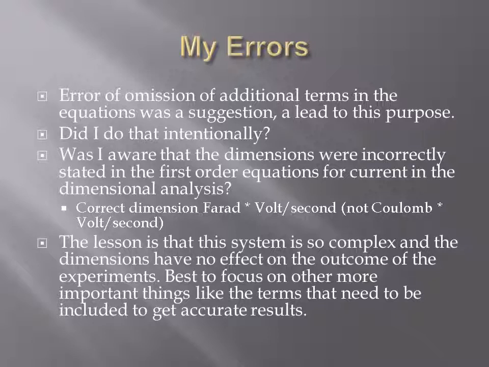Another error was that I made an incorrect statement of the dimension in a dimensional analysis for the current. I said that the current was Coulomb volt per second, but that was not correct. The current was in the dimension of Farad times volt per second. Again, that may have been something that my subconscious was doing to tell me, and perhaps you too, that the equations that we were using in the first order were not the complete equations, but were only half of the total result.